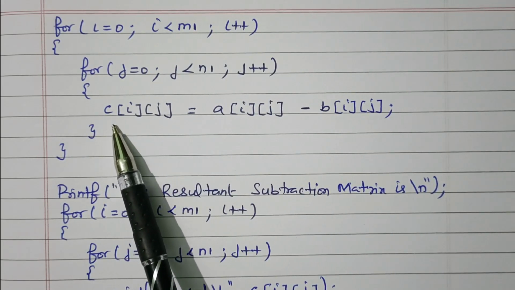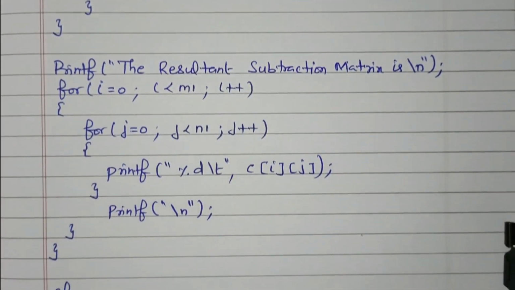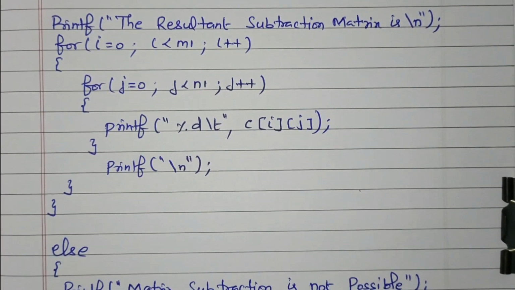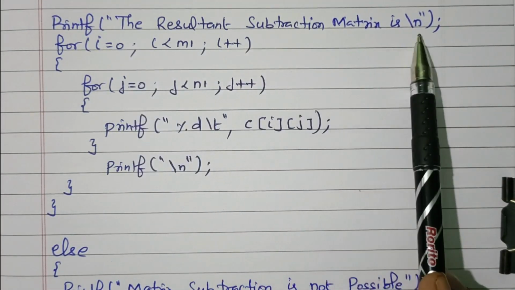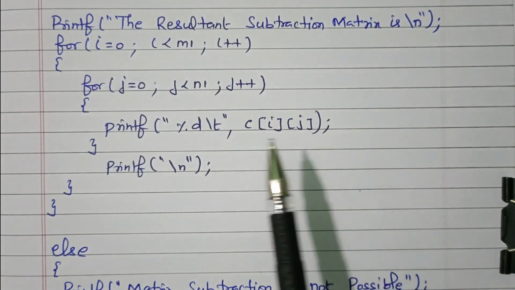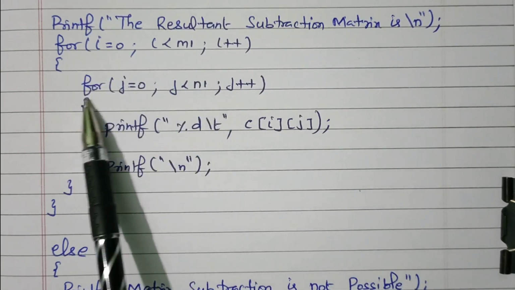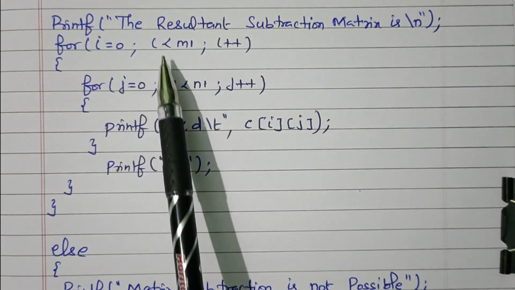Now we need to print the resultant matrix. Now we'll go for the printing of the resultant matrix. So printf of the resultant subtraction matrix is \n. What is this \n? After printing, it will go to the next line. So while printing also we need to open 2 for loops. Here M1 and N1 are used. So first is 0 0.